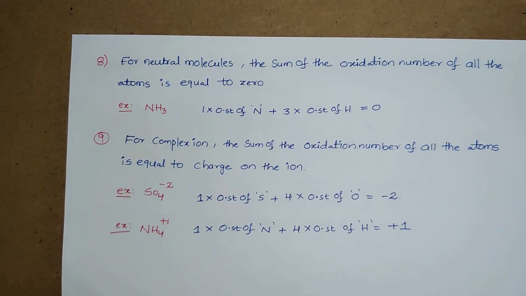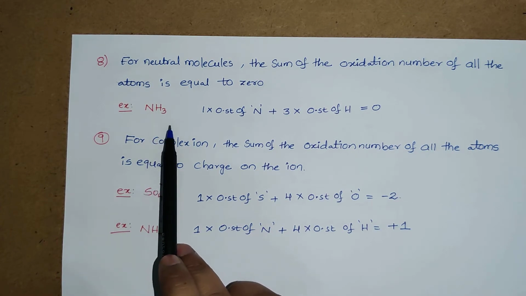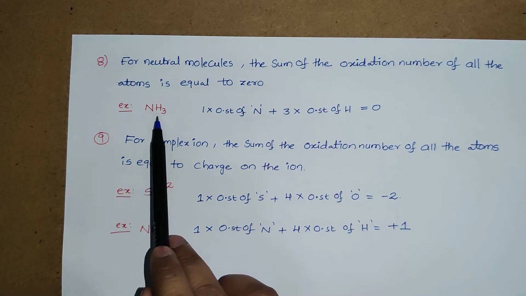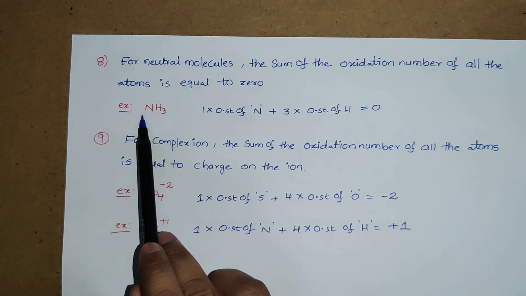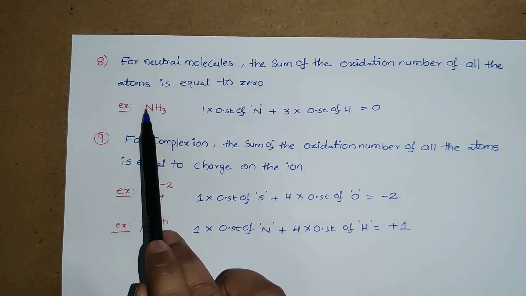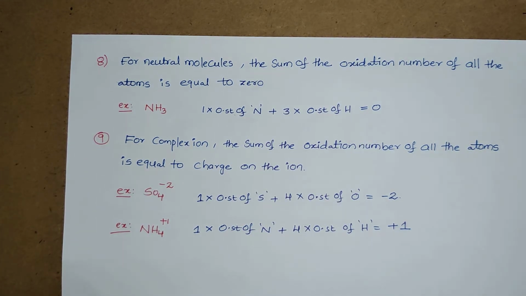So coming to the point 8. This point is very useful to calculate the oxidation number. For neutral molecules, the sum of the oxidation state of all the atoms is always equal to 0. For example, here NH3 molecule is given. If you want to calculate the oxidation state of nitrogen, and if you know the oxidation state of hydrogen, and definitely we need to equalize to 0 because there is no charge present on that one. 1 into oxidation state of nitrogen plus 3 into oxidation state of hydrogen, that is equal to 0.